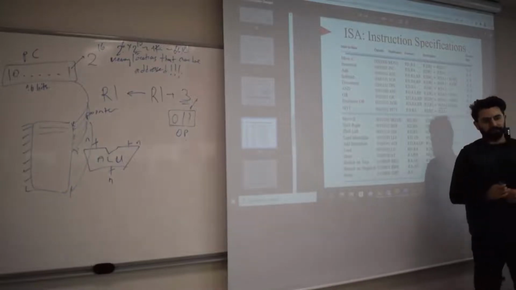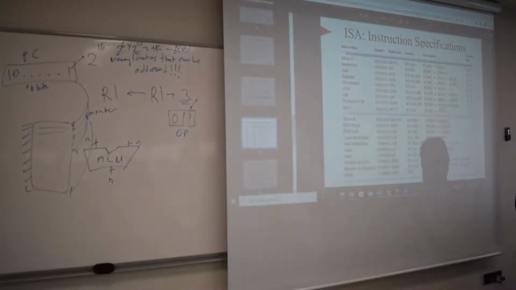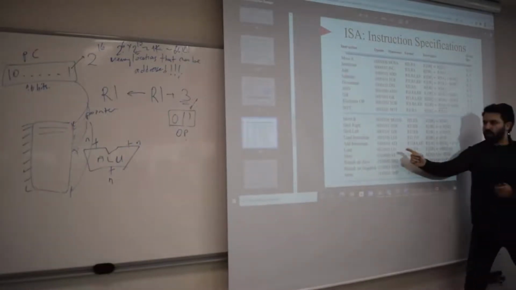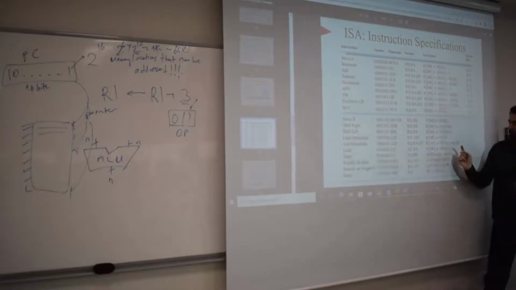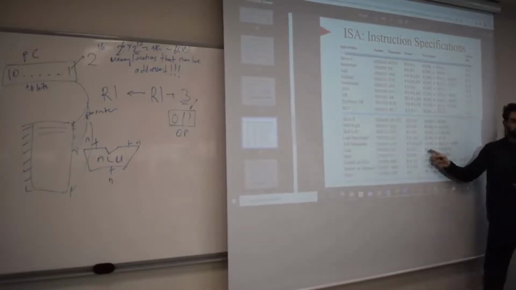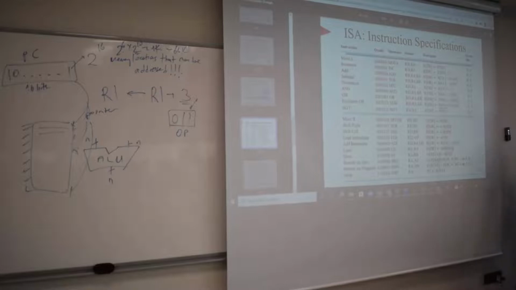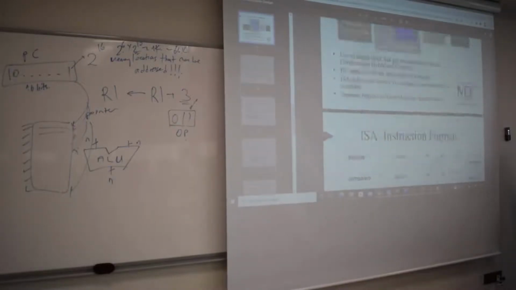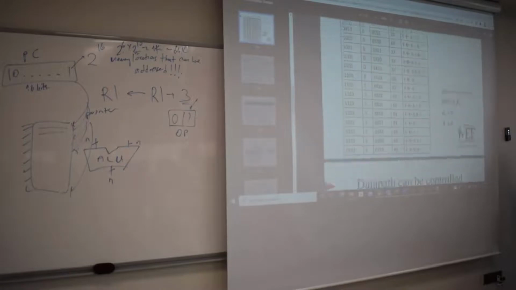Question? Yes, sorry. Can you tell the difference between load and store? Load and store, the difference? Okay, so load is loading something from the memory to the register. So let me go back to the data path for you. Okay, so let's just go back to the data path real quick.